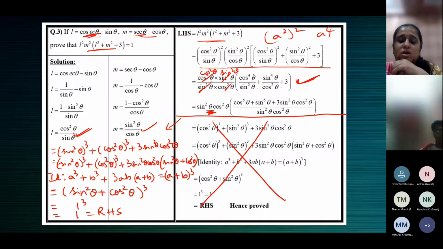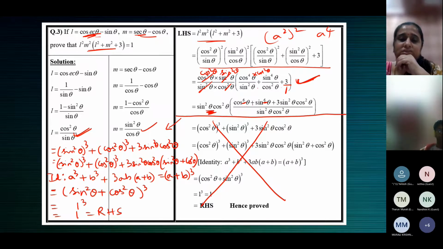And I told you, when you multiply this by cos square theta, how do we multiply? When the bases are the same, cos theta is the base and it's multiplication, you need to add the powers. The powers are 4 and 2. Add the powers. That's how you get the power 6. So do the same thing here. And here, since the denominator is 1, it's going to become 3 sine square theta cos square theta.